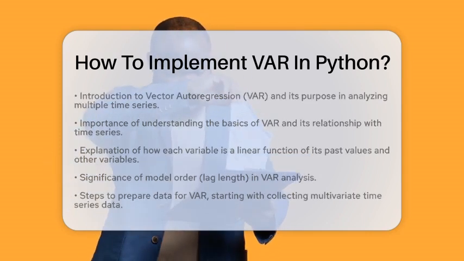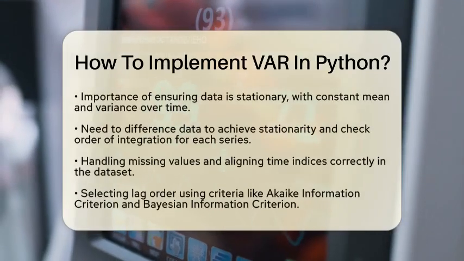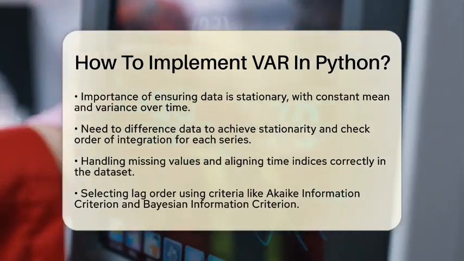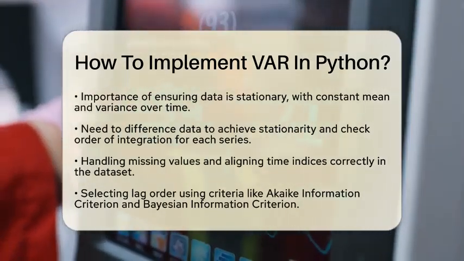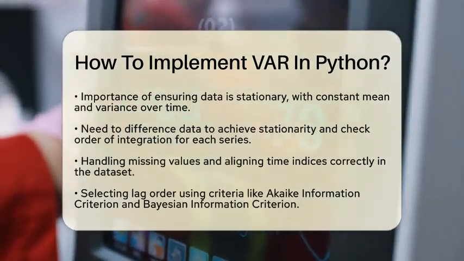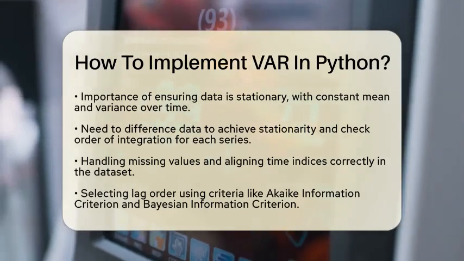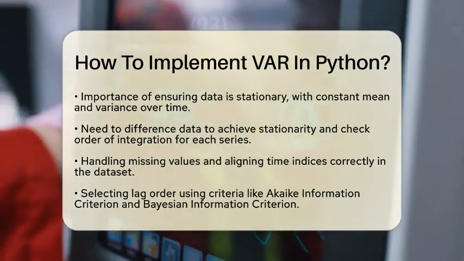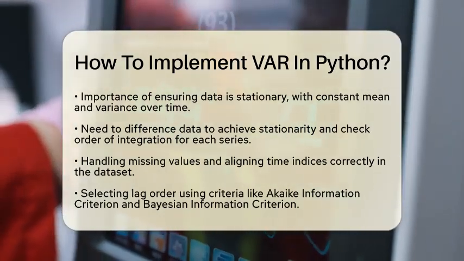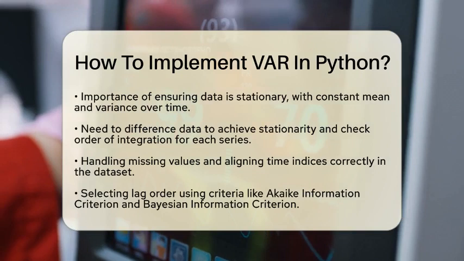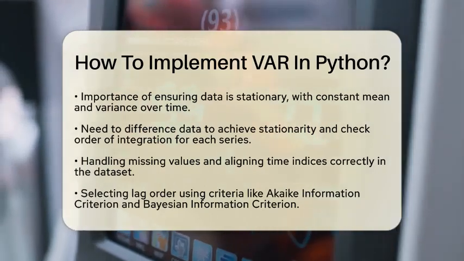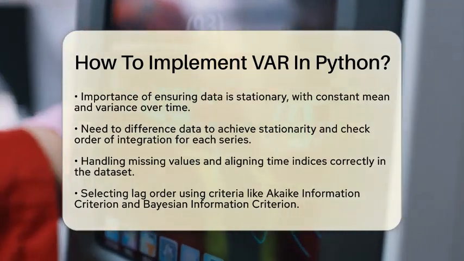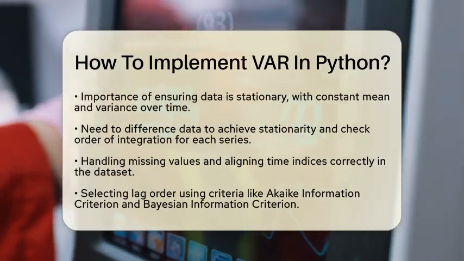Next, you need to prepare your data. Start by collecting and importing your multivariate time series data. It is important to ensure that your data is stationary. This means that the statistical properties such as mean and variance remain constant over time. You might need to difference your data one or more times to achieve this. Be sure to check the order of integration for each series to know how many differences are necessary. Also, handle any missing values and align your time indices correctly.